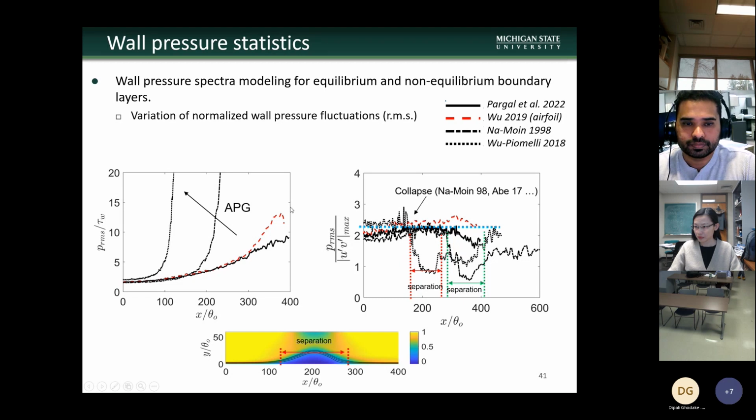In the first part, what we see is that when we normalize by wall shear stress, with increase in adverse pressure gradient, especially going towards separation, this scaling basically fails. Why is that? That is because wall shear stress goes to minimal or zero values with APG.